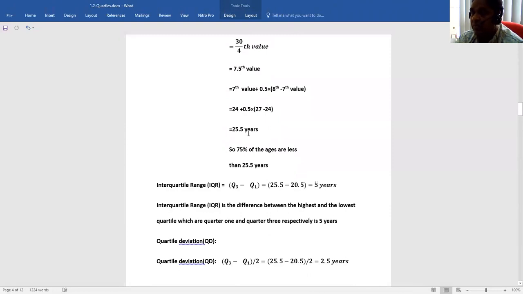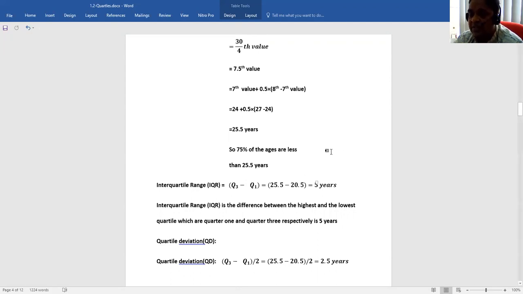So as we know, for the third quartile, 75% of ages are less than 25.5 years, or you can say 25% of ages are more than 25.5 years. This is the third quartile. So we got the first quartile, the second quartile, and the third quartile.